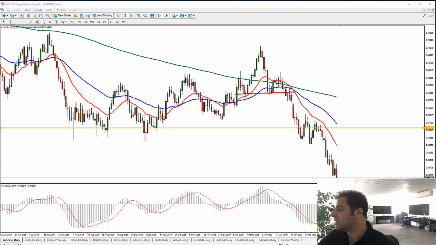Well, boy oh boy, we've seen some movements in the market this week. It's been really volatile in a lot of the indices and a lot of the currency pairs. So we jump straight into the charts and start analysing what has happened over the last few days. We'll start, as we always do, with the Aussie USD.